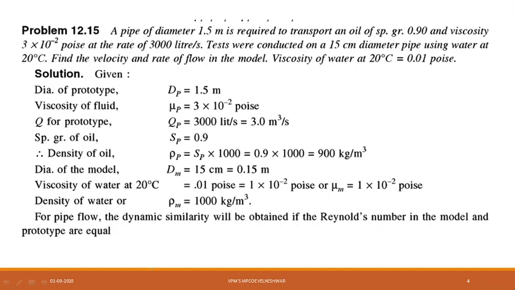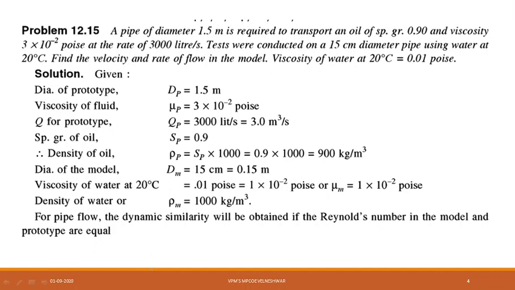Now what we have to do here, there is a test. 15 centimeter is the diameter of pipe, and having temperature at 20 degrees centigrade. For this we have to find velocity and rate of flow. Now diameter of prototype, how much here it is there? dp is equal to 1.5 meter, this is nothing but prototype, means actual, and 15 centimeter is nothing but model, just like you can see in our laboratory.